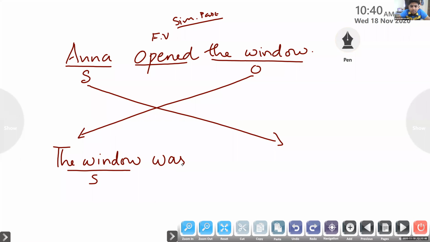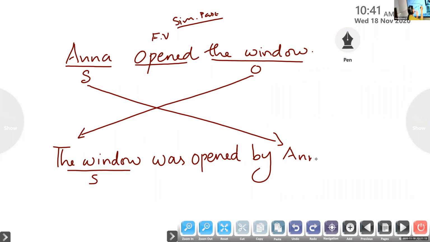Opened itself, right? Opened. Yes, ma'am. So the window was opened. Be form plus past participle form of the verb. And what should I use? Point number 3: preposition. I should use the preposition by before the object of the passive voice. Tell me the object of the passive voice.